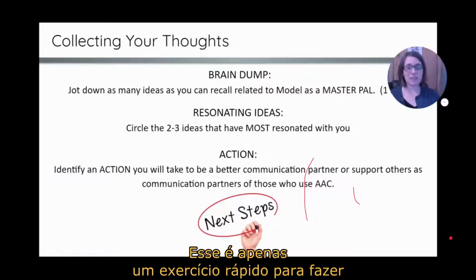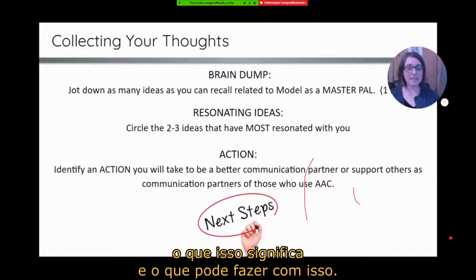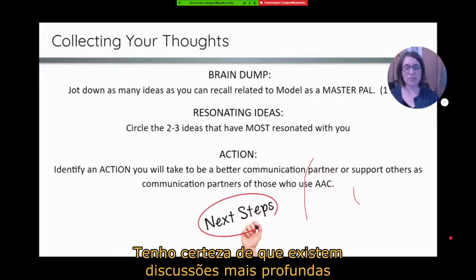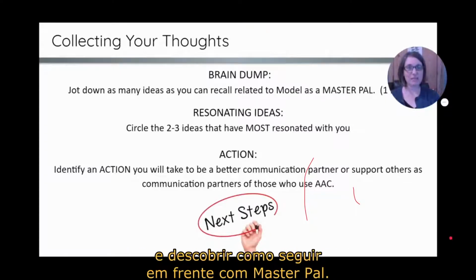So this is just a really quick exercise to get you thinking about what you've learned, what it means, and then what you can do with it. There's, I'm sure, much more in-depth discussions that can be had around this, but I hope that in some way you're able to synthesize and figure out how to move forward with MasterPal.